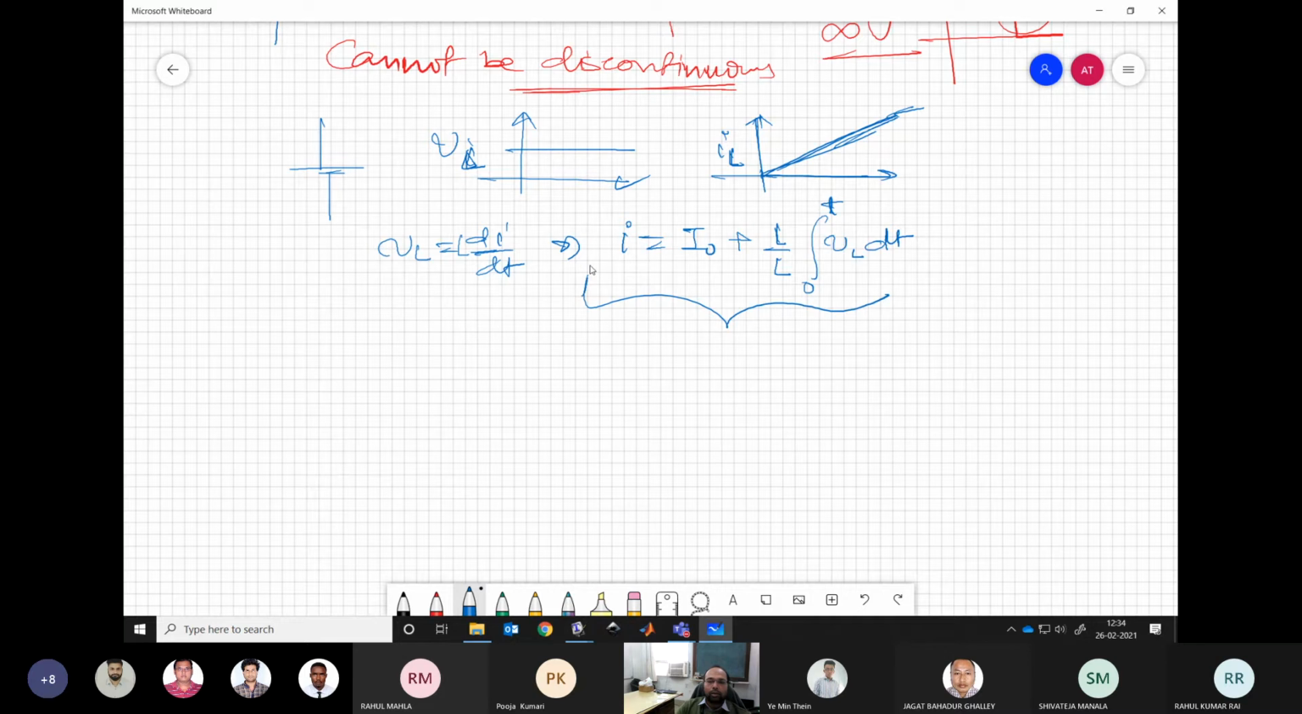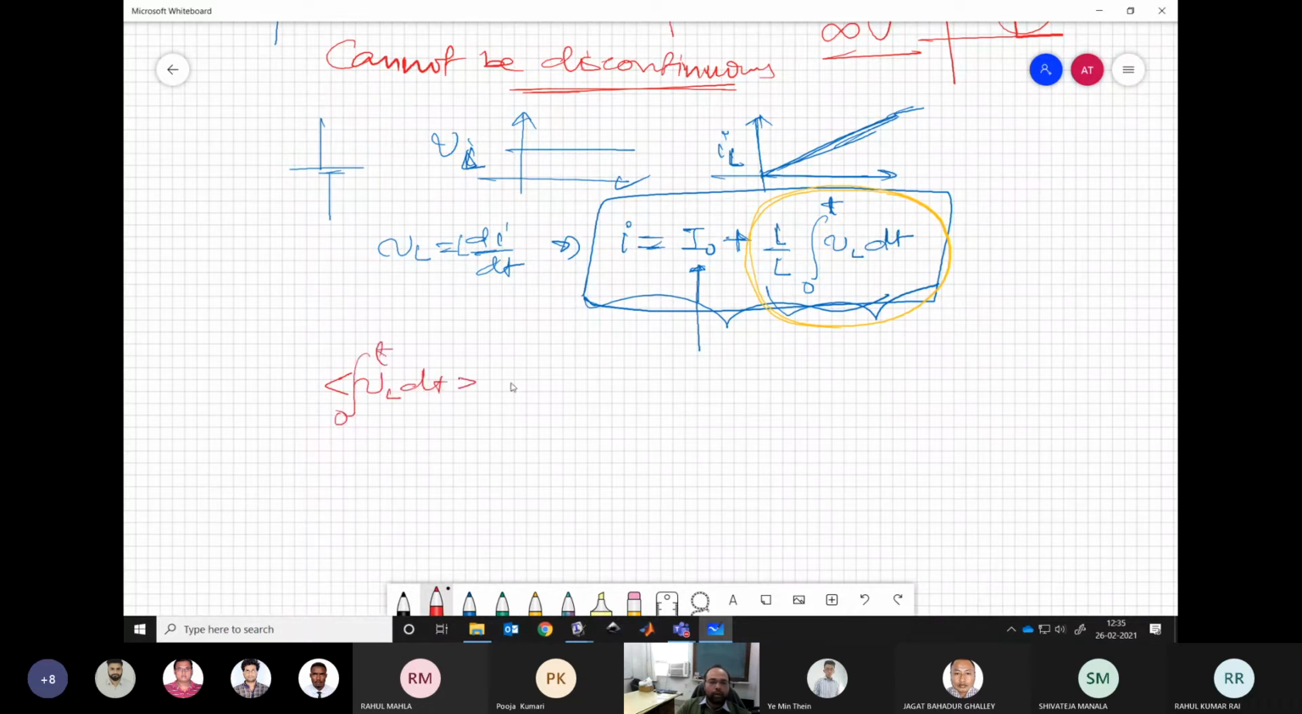Now this is a very important thing to understand. If we want to maintain this current at the average value I naught, then the other term, this term in the yellow circle, must not have any average value, which means what? The average value of this VL dt must be 0.